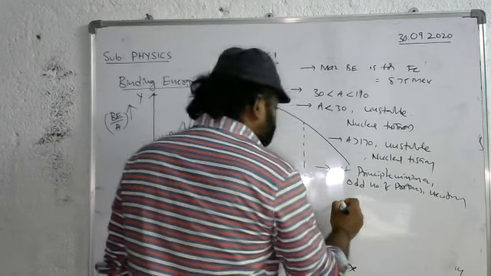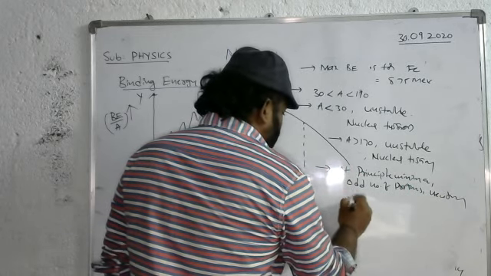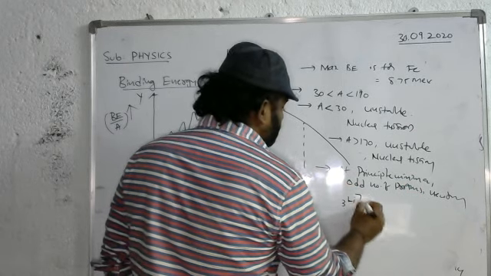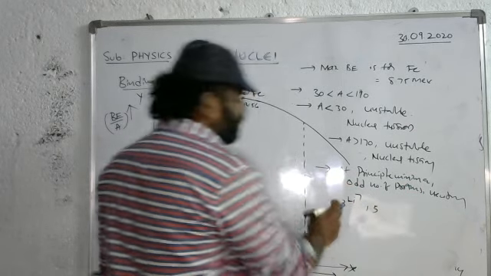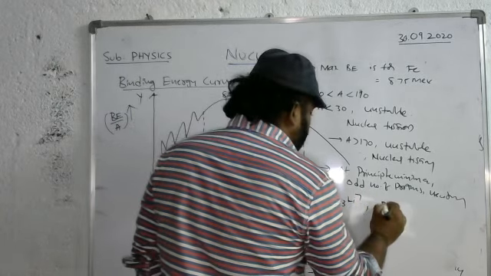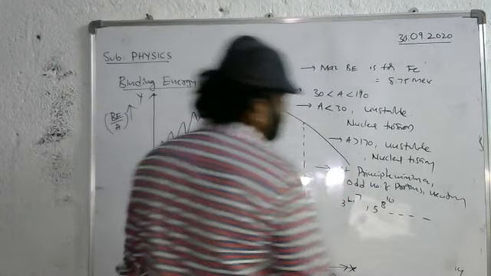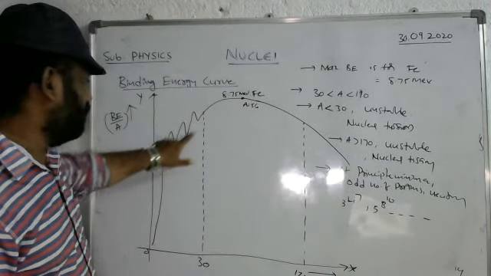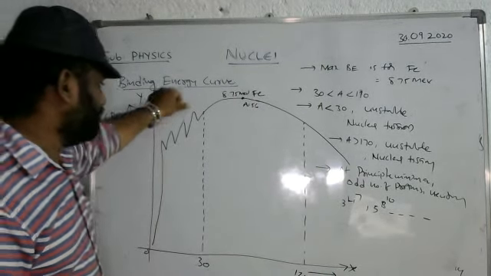Let it be 3Li7, 5B10, like this. These types of elements exist in the principal minima. Here, minima means the lower part, and maxima means the upper part.